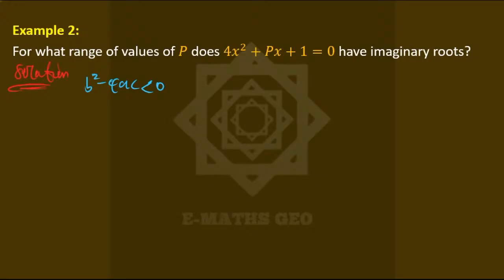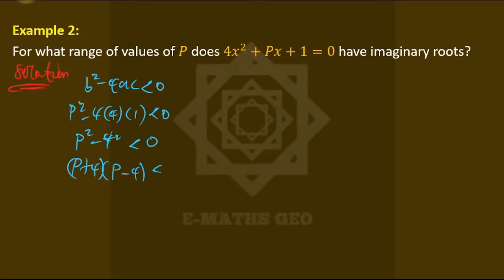And from here, what is b? B is p, and we're looking for the values of p. So I have b squared minus 4 times 4 times c, which is 1, less than 0. So this is now p squared minus 4 squared is less than 0. And this is a difference of two squares, which is p plus 4, p minus 4 is less than 0.